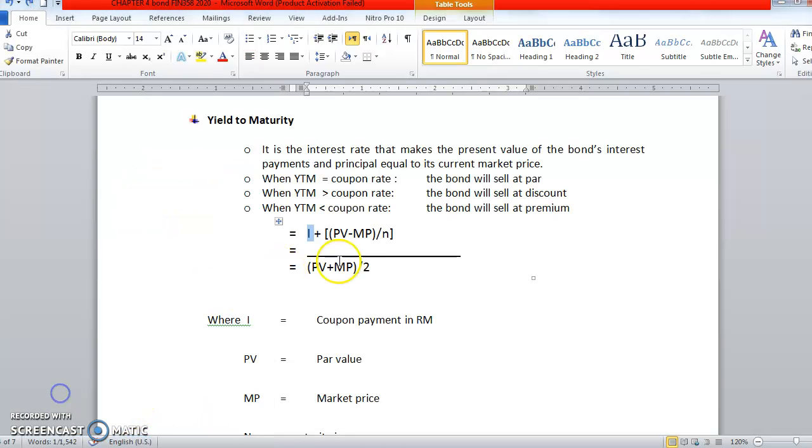And let's take a look at the next part. After that you have to plus, tambah par value minus MP, iaitu par value minus market price divide by N. So this total of par value minus market price bahagi dengan N. N adalah maturity date for the bond.